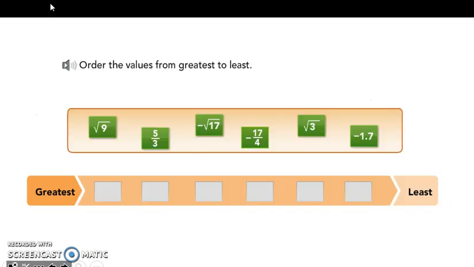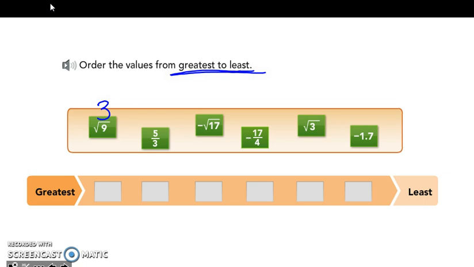All right, let's look at this one. So the first thing I always take note of is that they want them from greatest to least, okay? So I'm going to go through real quick and evaluate these. I advise that you go ahead and pause your video, get these written down, and go ahead and evaluate them and try and order them so that you can see if you're right.